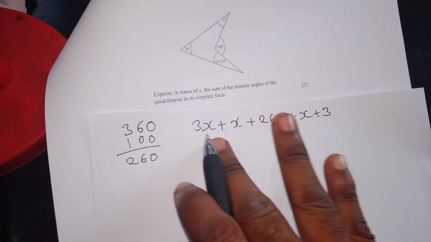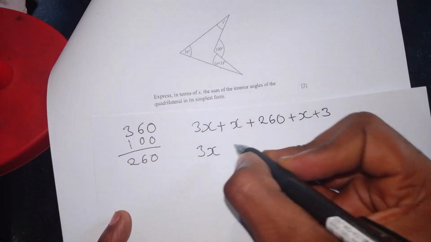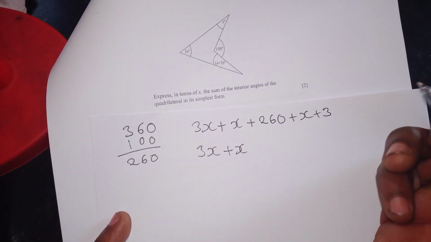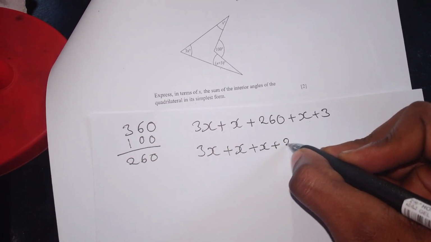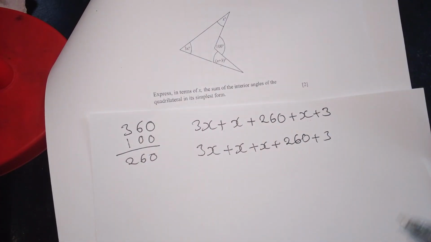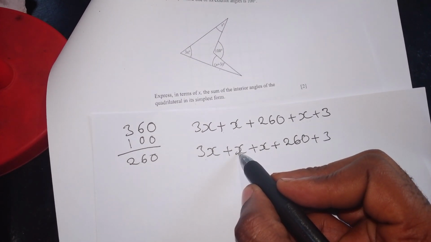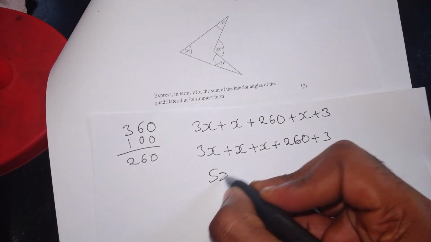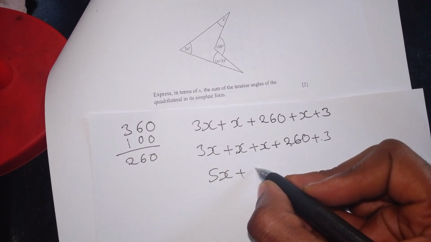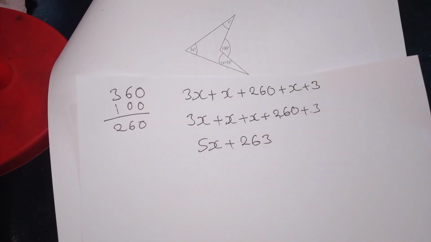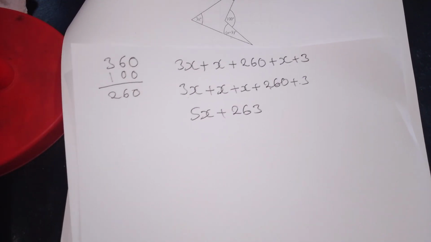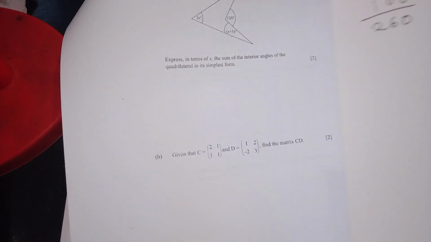So this is what you do to express this in its simplest form. In other words, you just simplify this. So you can just say 3x plus x, I'm putting the like terms together, then plus the other x there, and then plus 260 plus 3. Then this plus this will be 4x, then plus that we have a 5x, and then this plus this will be 263, like that, and you're done. You don't need to solve for anything. They didn't ask you to solve for x. Yes, it's possible to solve for x, but that's not what the question is saying.